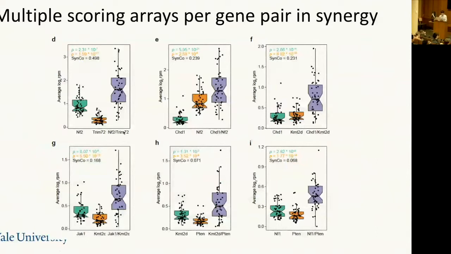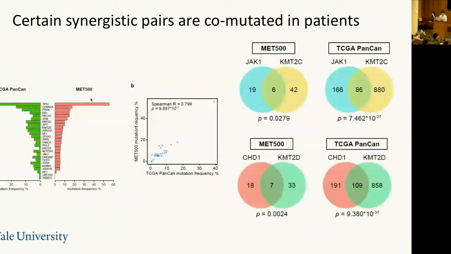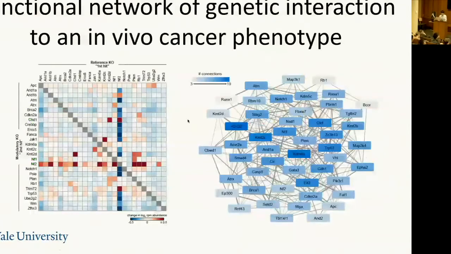And then we also fall back on the TCGA pan-cancer and the Michigan metastasis patient mutation data. And then what we found is quite a few interesting gene pairs, like JAK1, KMT2C, that are not only found in our screen, but also found to be mutated in the metastases of the patients. So likewise, we constructed a metastasis interaction map, which indicates the strength of how 2 genes interact in terms of driving metastasis in vivo.